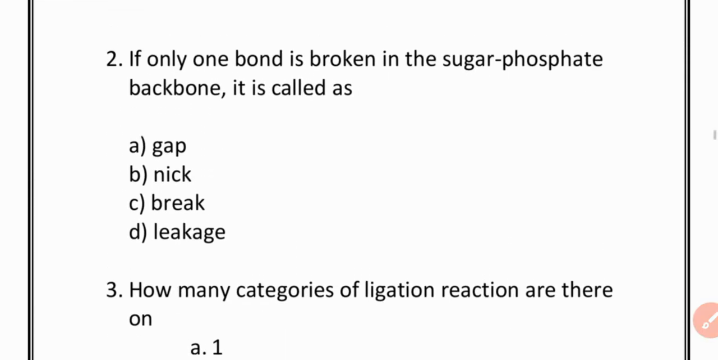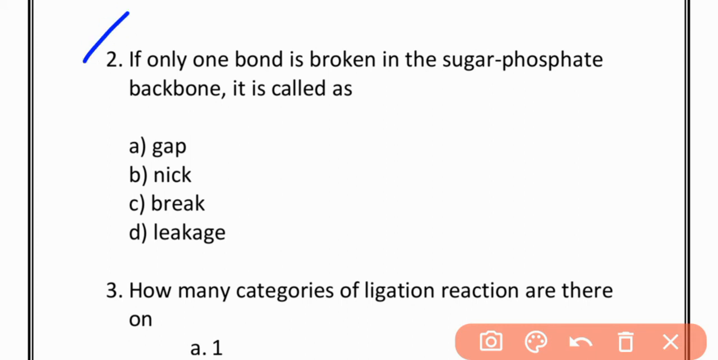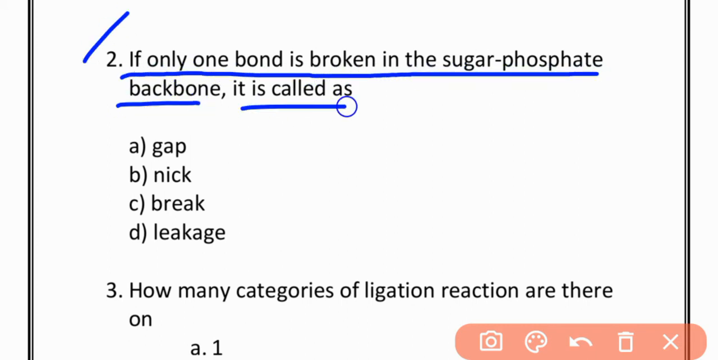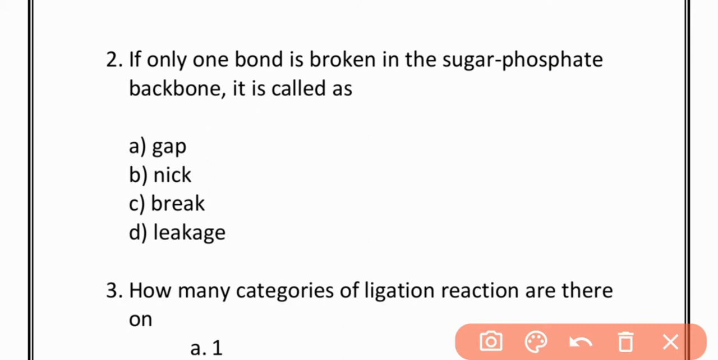MCQs number 2. If only one bond is broken in the sugar phosphate backbone, it is called: gap, nick, break, leakage. The correct option is option B. It is called nick.